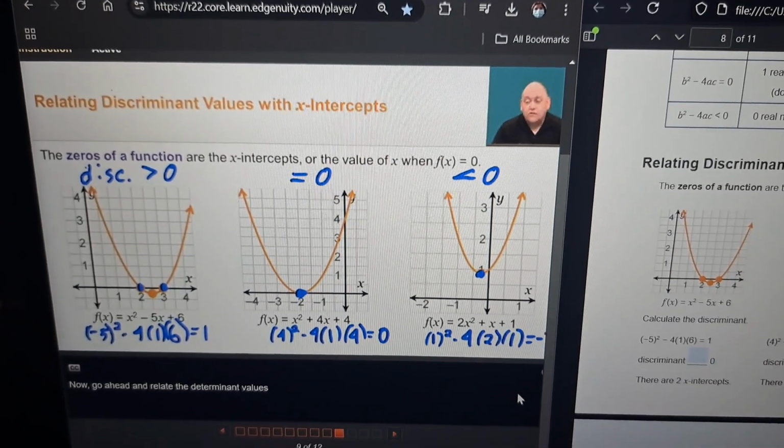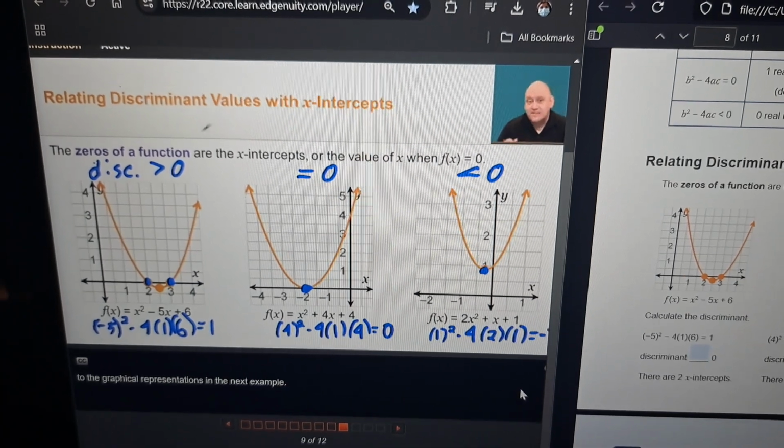Now go ahead and relate the discriminant values to the graphical representations in the next example.